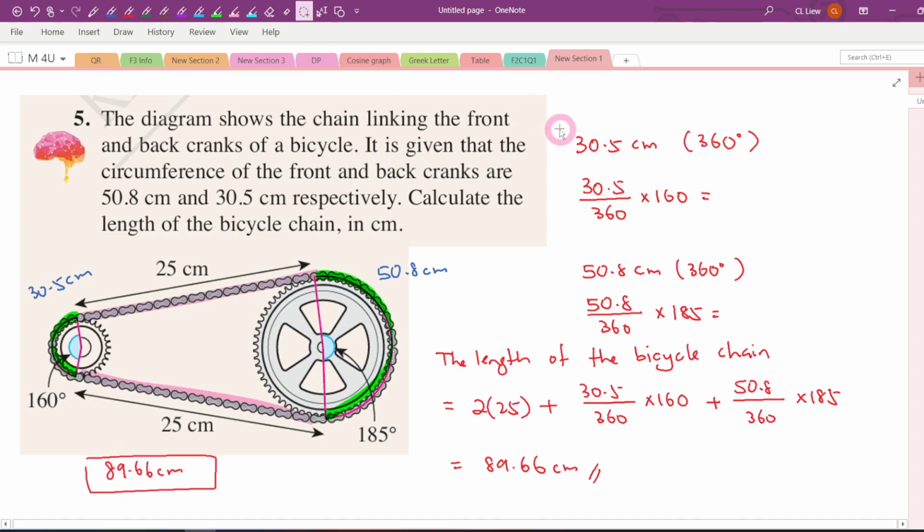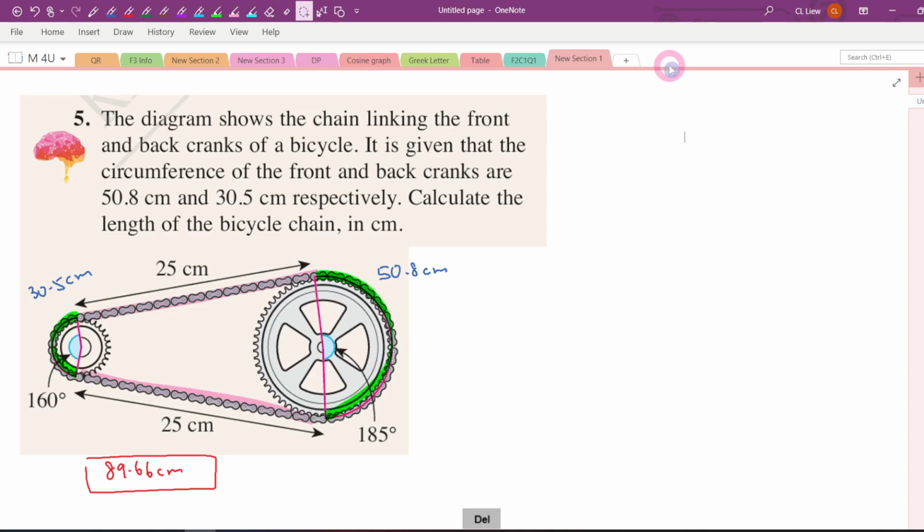If you don't want to use this method, you want to use a formula S equal to R theta to find the arc length, you also can get the same answer. Now, if you want to use this formula, what information do you need? You need the radius, you need theta in radian, right? For the theta part, the angle, we don't have problem because the question gives us the angle, which is 185 degree and 160 degree. So we can convert the angle given to radian easy, right? So now let me convert these two angles to radian first.